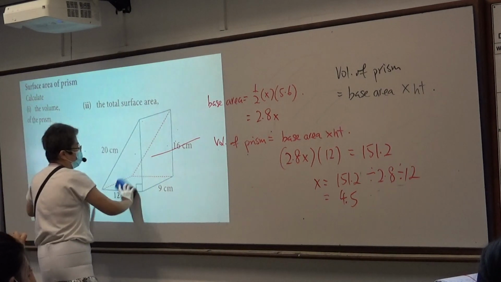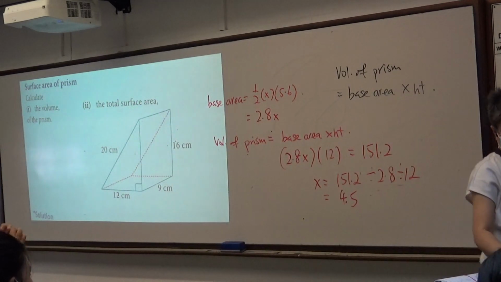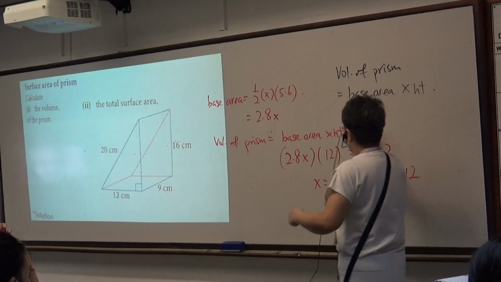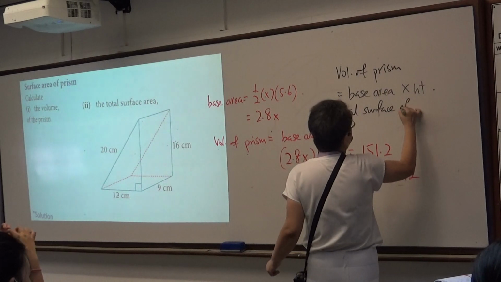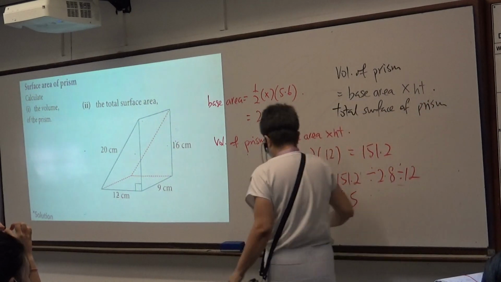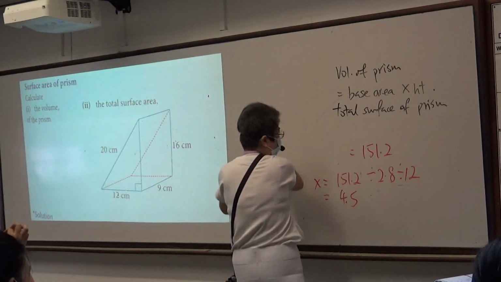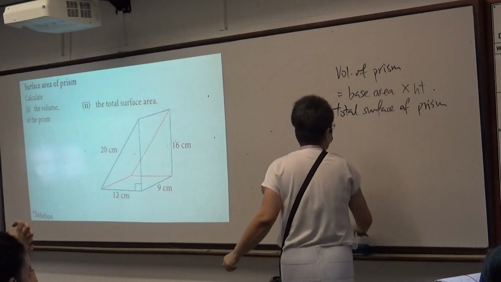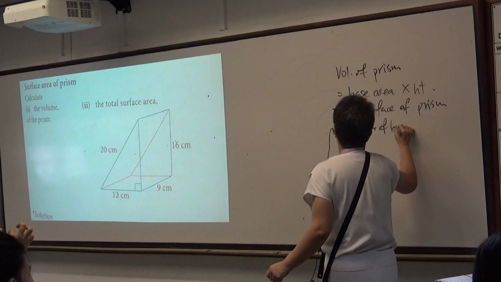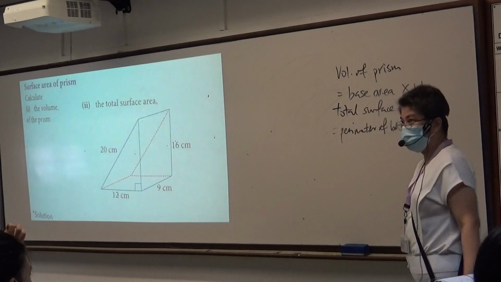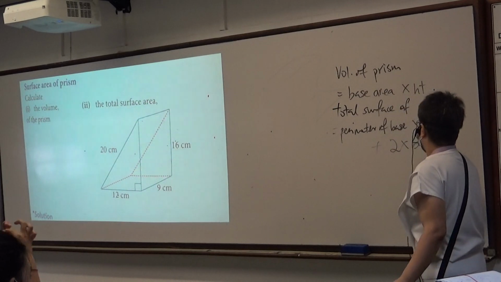Next, I'm going to write another formula down here. Total surface area of prism will be equal to perimeter of base times height plus what? 2 times what? Base area.